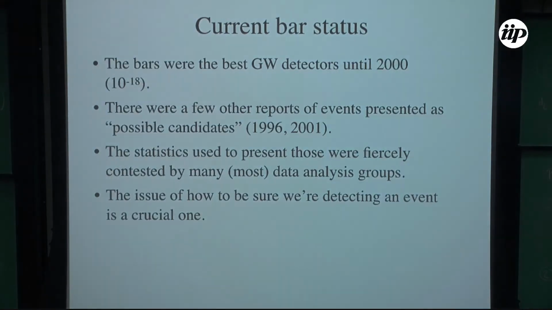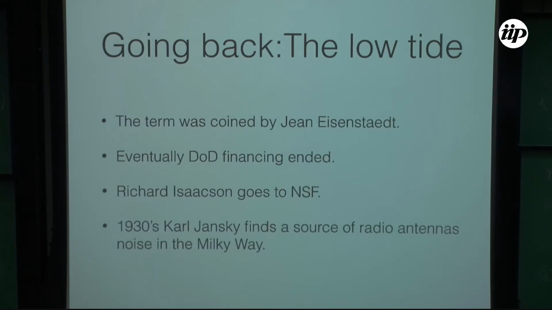But one of the lessons learned is that you have to be very careful with the statistics, and that went on into the way LIGO worked, and the LIGO scientists were very careful at analyzing the results. There was a fear, for many years, of making a claim and going through an experience similar to the one that Weber went through. I mentioned the low tide.